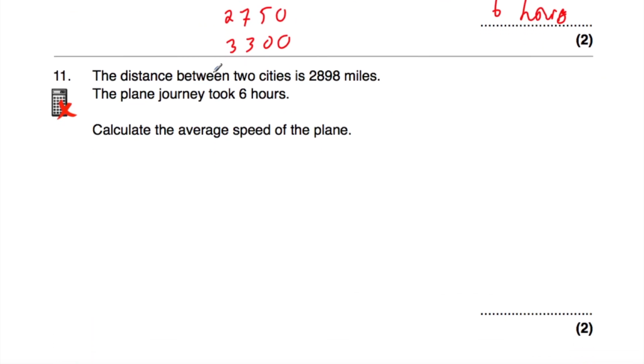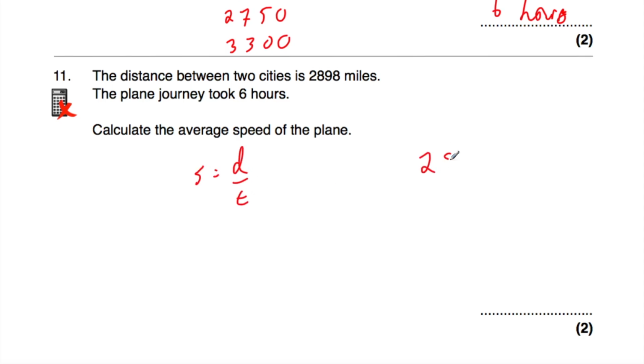Question number 7 says the distance between two cities is 2,898 miles, and a plane journey took 6 hours. Calculate the average speed of the plane. So the speed is equal to the distance divided by the time, or how many miles per hour. So if it flies 2,898 miles in 6 hours, we need to see how far it would fly in 1 hour to get the average speed. So let's divide the distance by the time.